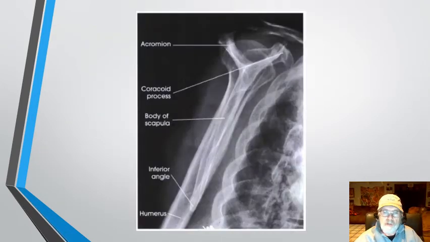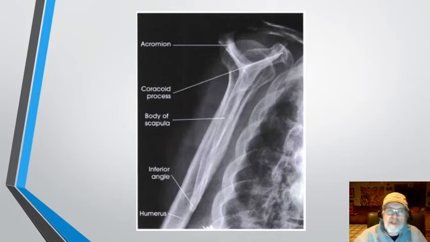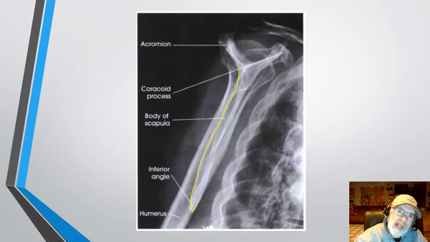But let's go a couple more. Okay, now this is interesting. This is a scapular view, and I'm going to point out the scapula here. Here's the body of the scapula coming down this way. Here's that inferior angle right down here. Here's the scapular spine right there. Here's the superior portion, and here's the coracoid up in here. Here's the rest of the body of the scapula coming like that.